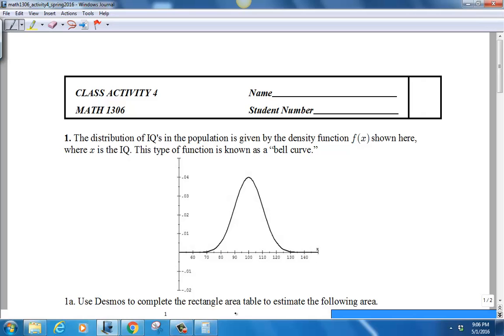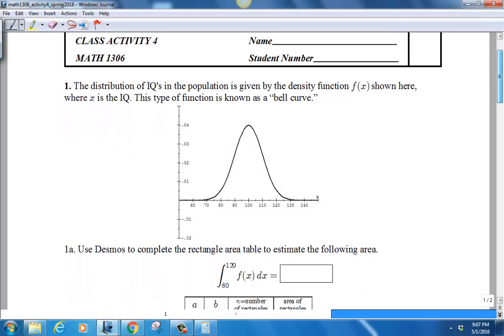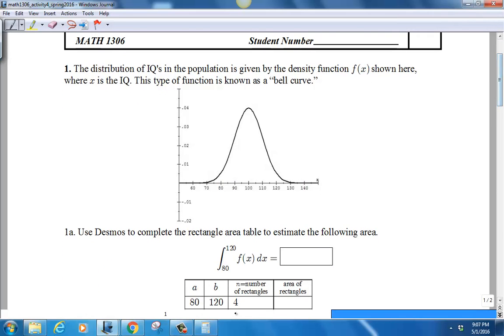But nevertheless, here's a density function for the IQs of a population of adults. All right, so what we want to do here is to estimate this area, okay? So we want to estimate the area between 80 and 120. So the area beneath this density function from 80 up to 120, okay?